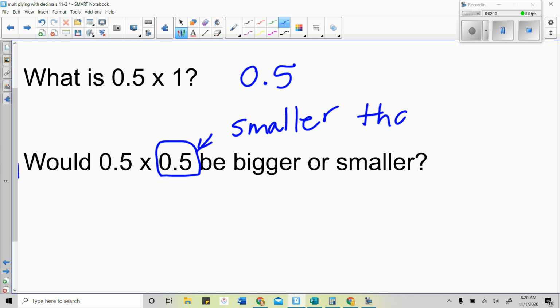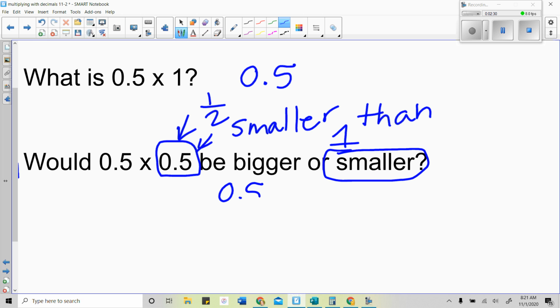That means it happened less than one time. In fact, it only happened half a time, like 50 cents is half of a dollar. So it means that 0.5 or 50 cents only happened half of a time. So would it be bigger or smaller? My answer would actually end up being smaller.